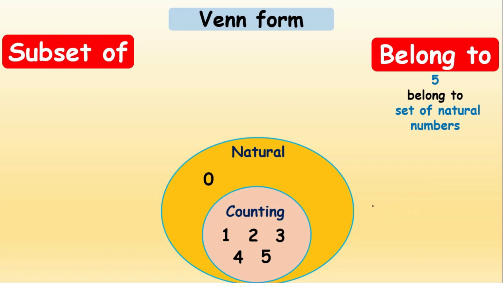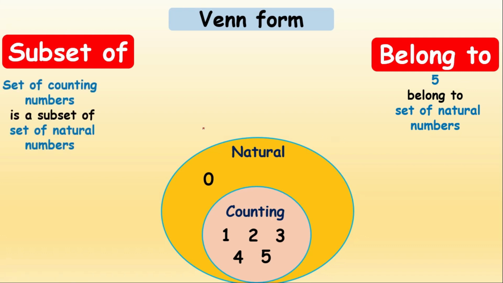Okay? So now let's look at the word subset. The set of counting numbers is a subset of the set of natural numbers. What does it mean? It means that the word subset of is used to express the relation between two sets. For example, the set of counting is a subset of the set of natural because the set of counting is already inside the set of natural.